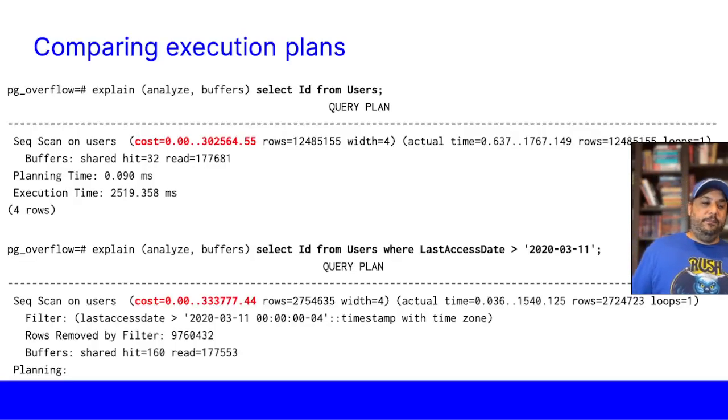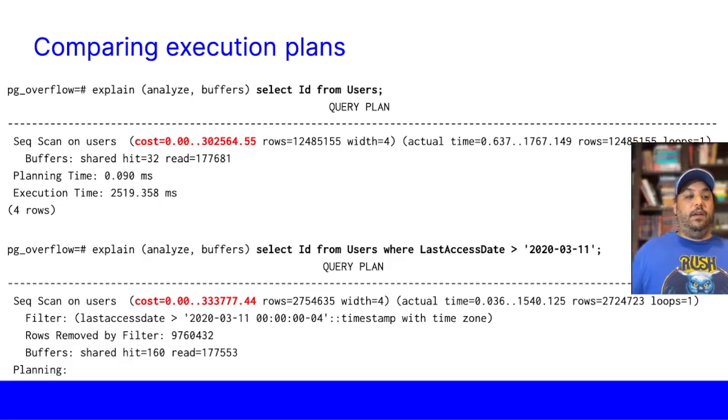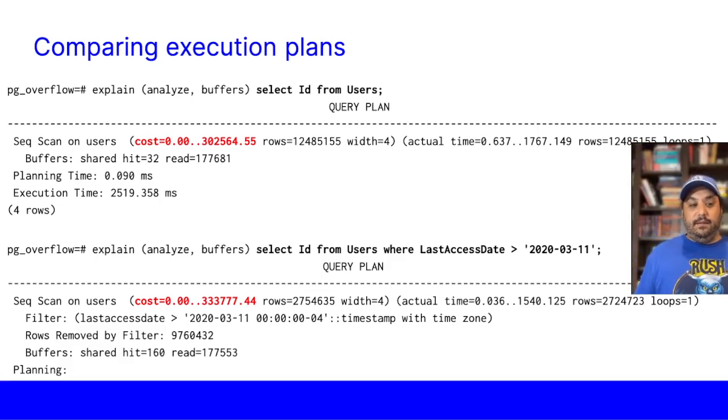Well, the thing that we didn't mention on those previous slides that you probably saw was there are these cost columns. And if you compare the two execution plans from our first query, where we just want all the IDs, or from the second query, where we filtered on the last access date, you'll see that both have a cost. They start at 0 and it ranges up to about 300,000 on the first one and 333,000 on the second one. So it's about 10% more expensive in Postgres's estimate for that second query.